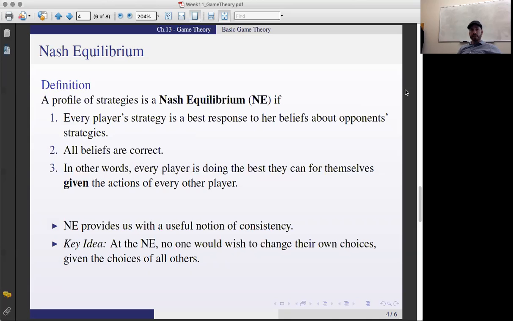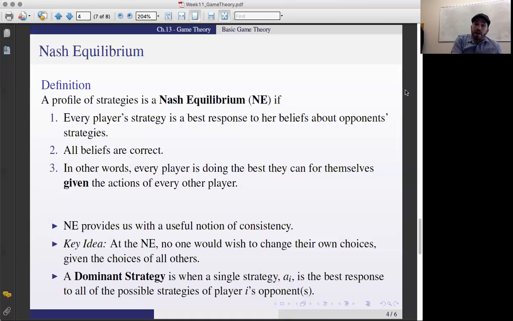And this Nash equilibrium concept provides us with a useful notion of consistency, because the key idea is that at that Nash equilibrium, no individual player would want to change their choice given the choices of all others. So as long as they don't have any influence over the choices of all others, then this is maybe not the expected outcome of a game, because it's possible that there are multiple Nash equilibria, but it is a potential outcome of the game that would be stable. And when I say game, I mean any type of strategic interaction.